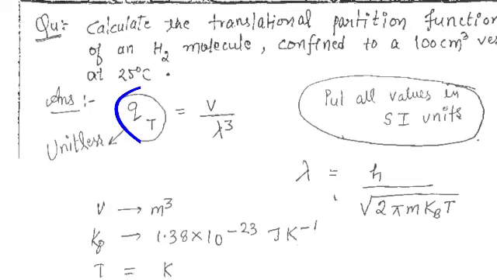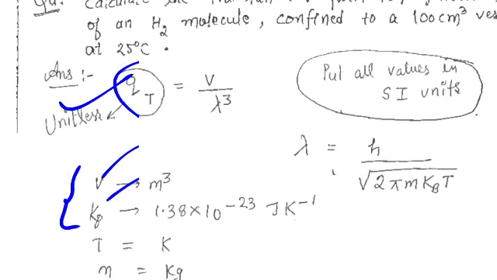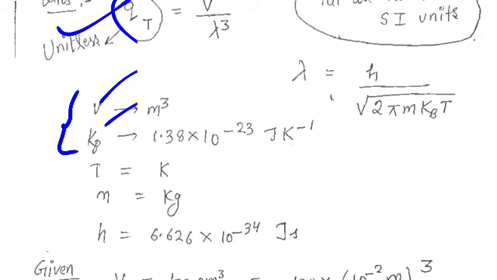Since it has no units, you just need to put all the values in standard international units, that is SI units, and you will get your desired unitless answer. We know the value of lambda: lambda equals h upon root 2 pi m kBT. In SI units, volume is in meter cube, and the Boltzmann constant kB is 1.38 into 10 raised to the power minus 23 joule per Kelvin, temperature is in Kelvin, mass in kilogram, and h, Planck's constant, has SI value 6.626 into 10 raised to the power minus 34 joule second.